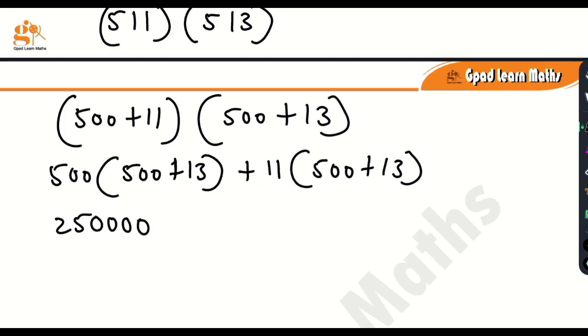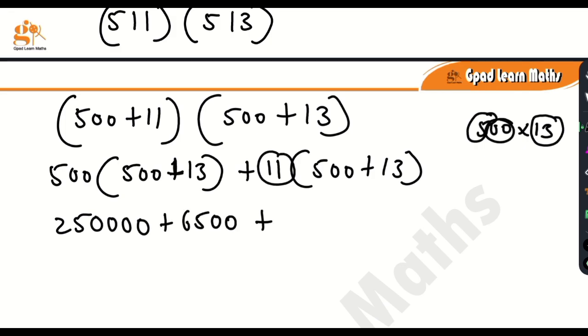This is plus. So what is 500 times 13? Let's quickly do it here. 500 times 13. See, if I were to do this, I'll just multiply 13 by 5 alone. What would that give me? That will give me 65. Then I will put the two zeros next to it. So 65, 0, 0. Plus, what about 11 times 500? That's easy. 11 times 5 is 55. Then you put the two zeros next to it. Then plus 11 times 13.